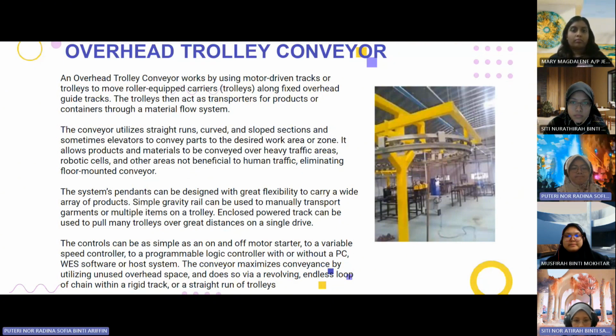The controls can be as simple as an on and off motor starter to a variable speed controller to a programmable logic controller with or without a PC, web software or host system. The conveyor maximizes conveyance by utilizing unused overhead space and does so via a revolving endless loop of chain within a rigid track or a straight run of trolley.